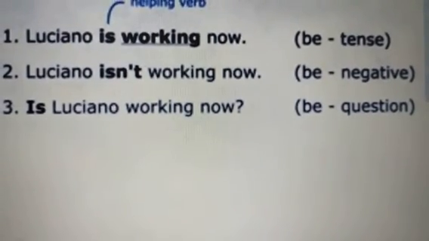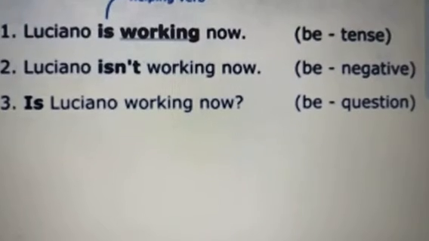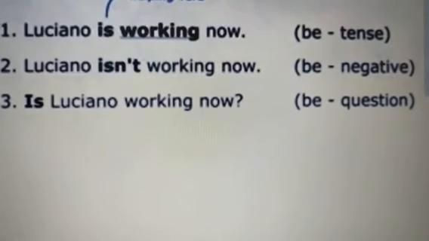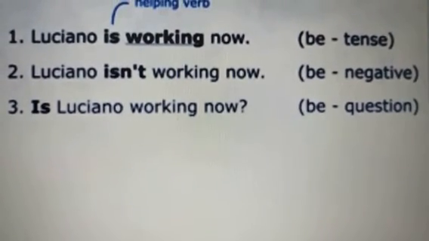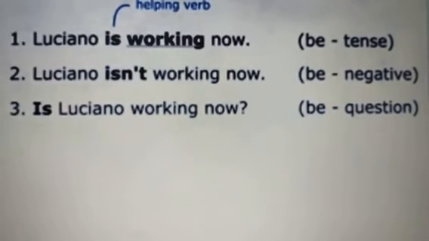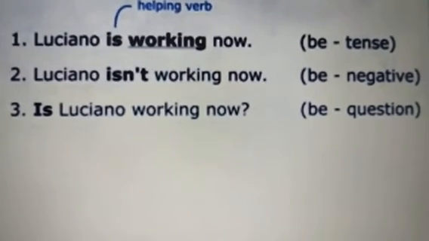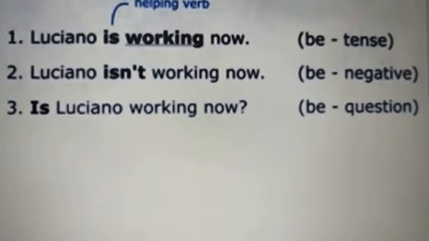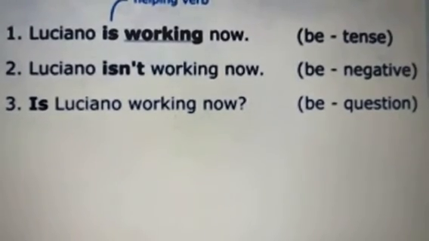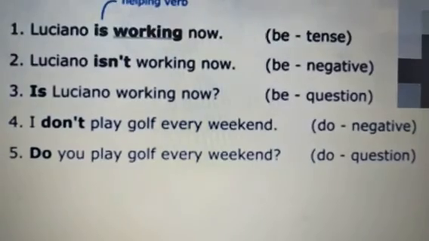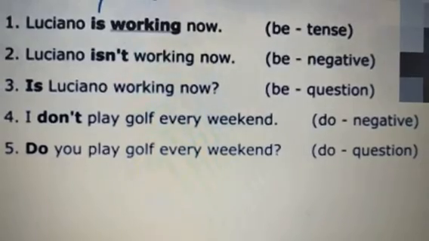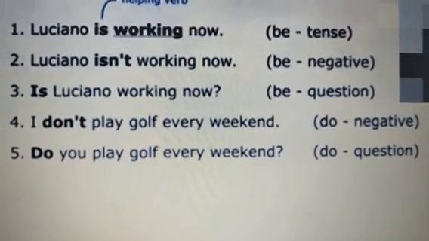As you can see in the image, in all three of these sentences, the helping verb is be or to be. We are saying is, but that's just a form of the verb too. We say I am, you are, he is, she is, etc. The verbs do and have can also be helping verbs. For example, I don't play golf every weekend.